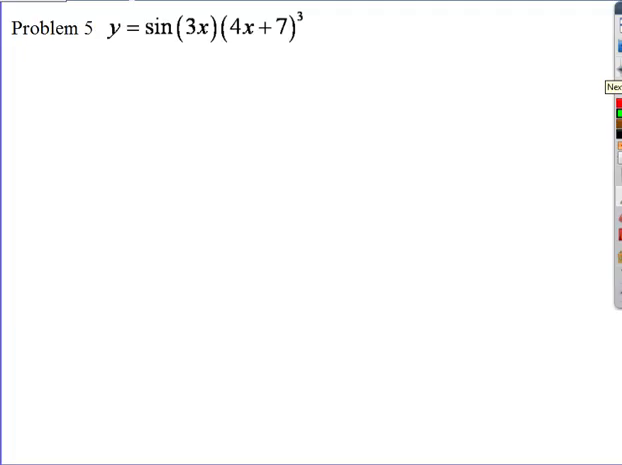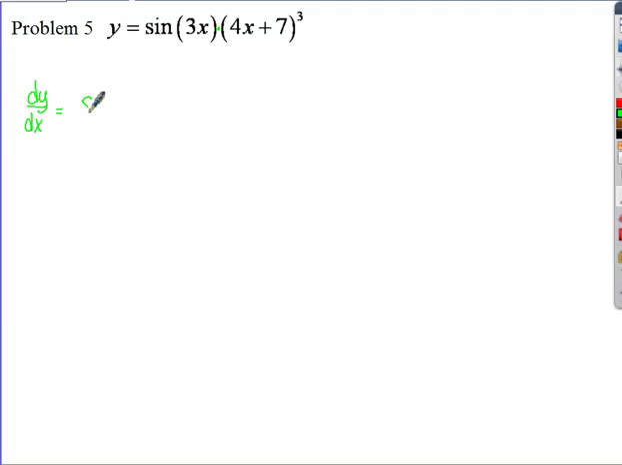Problem 5. Any idea what's going on here? y equals the sine of 3x times 4x plus 7, the quantity cubed. This time we're working with a product as well as the chain rule, so stay with me. We're going to do the product rule. All of those rules still apply.